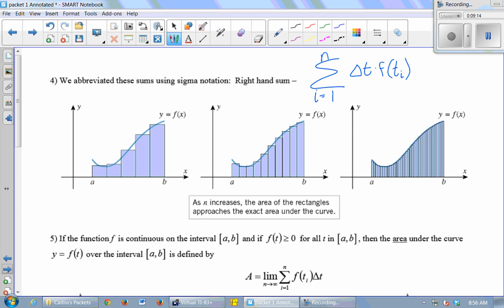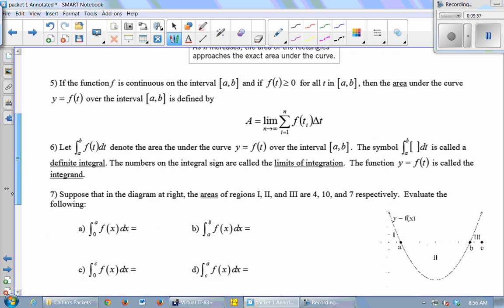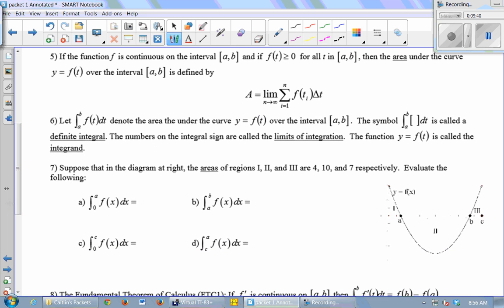So then I've got some pictures here that demonstrate the more rectangles you use, where n is the number of rectangles, the better approximation you get of the area under the curve. So what we do is we let this n, the number of rectangles, go to infinity. We take a limit as n goes to infinity, and that tells us the exact area under the curve, this limit.